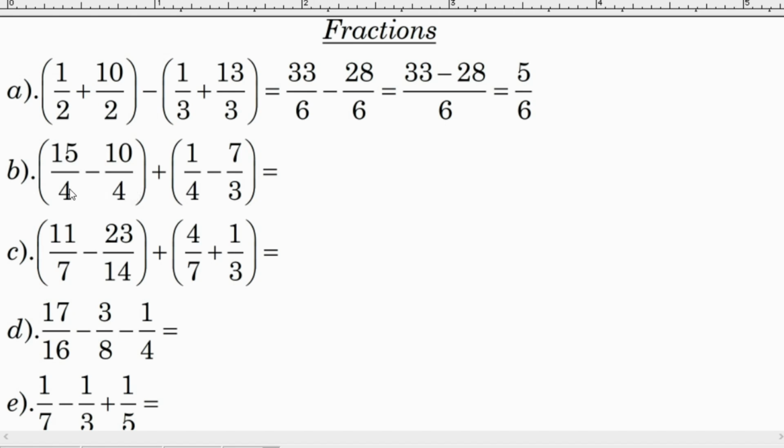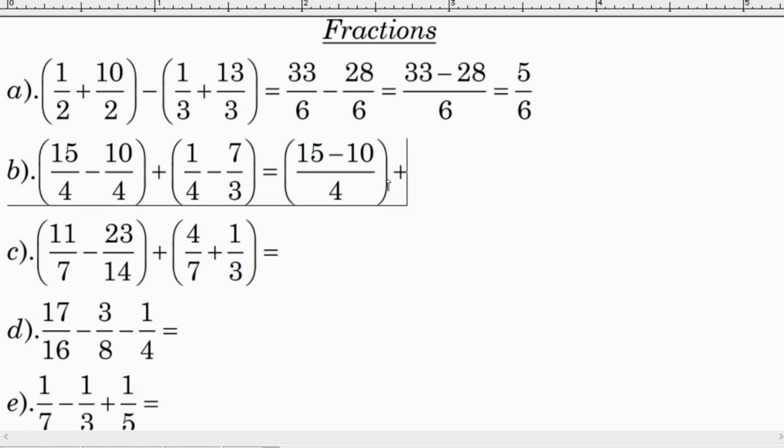Okay, now we have the same denominator. Then we just put the same denominator which is 4 and then take 15 minus 10. Okay, and then plus. So here we also have to, as we can see, it is not the same denominator, right? So the same denominator for these two fractions is equal to 4 multiplied by 3 equals 12.